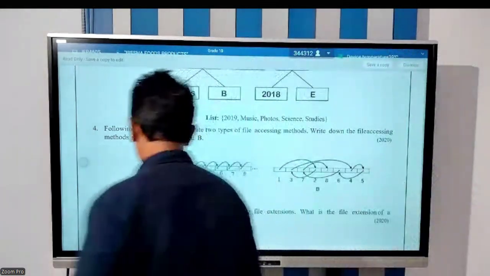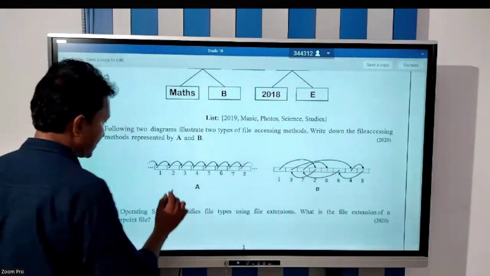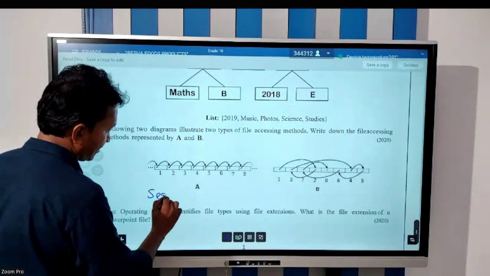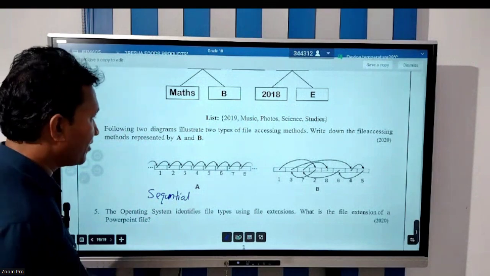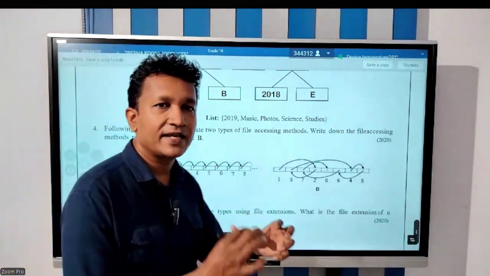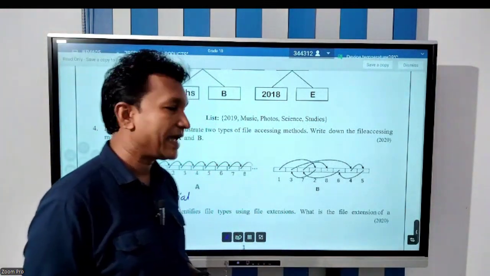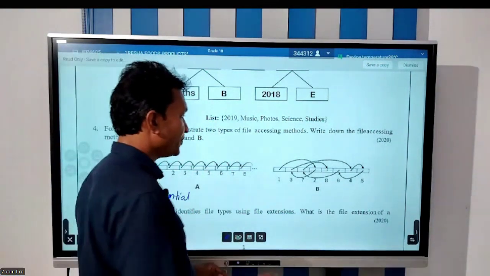What is A? A is sequential access. Sequential file access. ඒ කියන්නේ මේ ෆයිල් එකේ contents ඔක්කොම එක ළඟ තියෙන. ඒ කියන්නේ sequentially අපිට access කරන්න පුළුවන්. So what is this B?